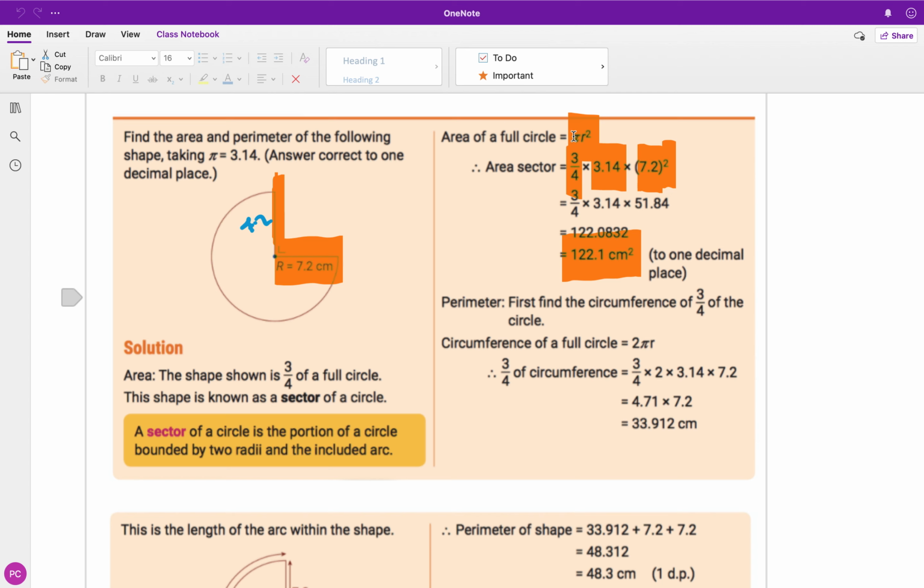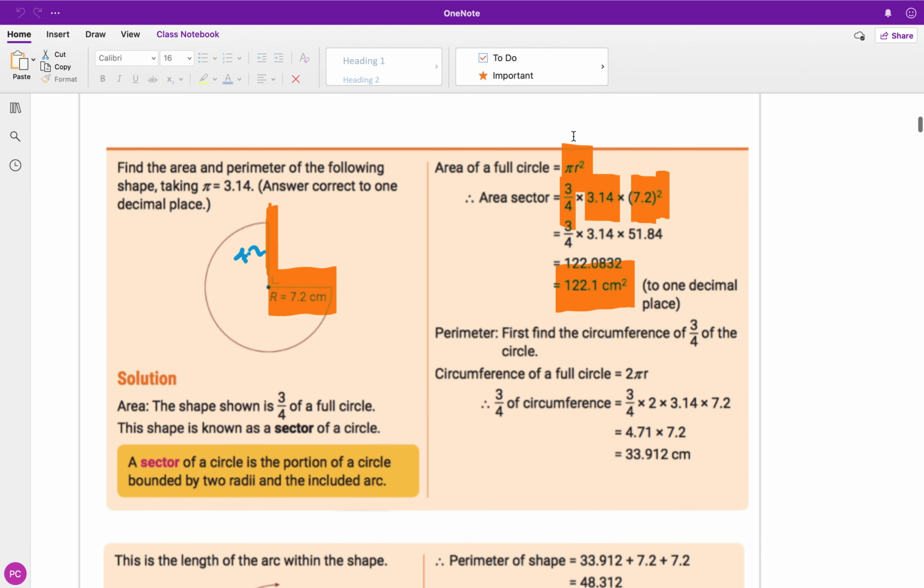To find the perimeter of that then, remember the formula you use to find the perimeter is 2 pi r. So what they're asking us to do then, well, we don't want to know the full perimeter, we only want to know 3/4 of the perimeter. So we're going to get 3/4 of 2 pi r.